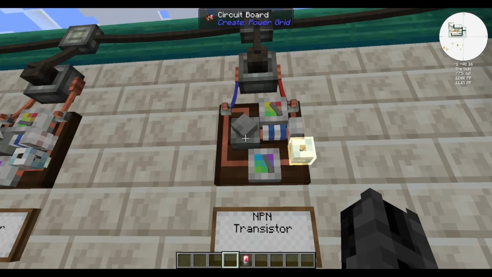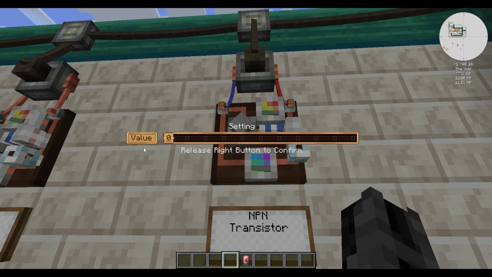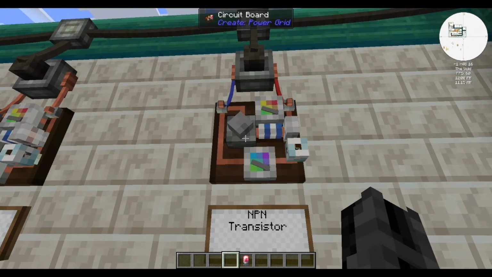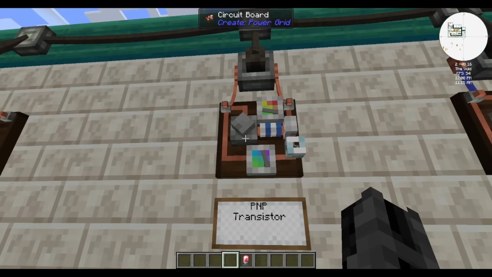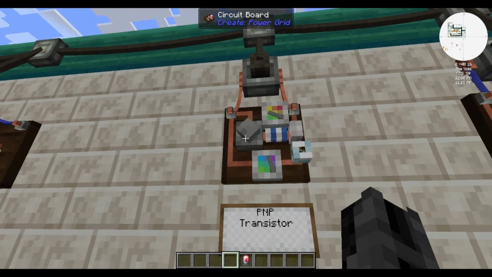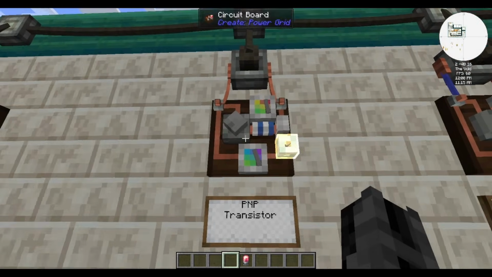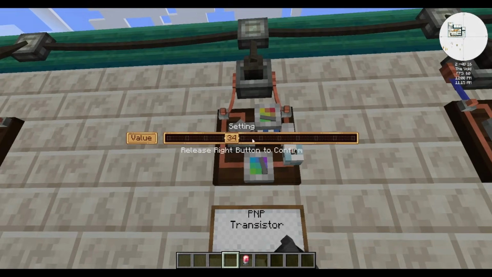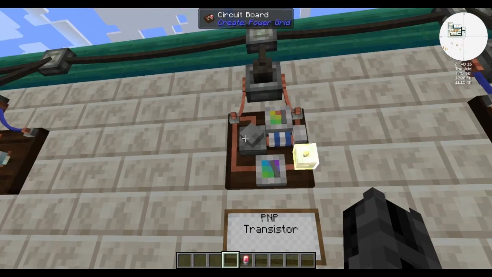So this is the NPN, which is controlled by a positive voltage and a positive current. This is the PNP, which is controlled by a negative current and a negative voltage. It has to be, as you can see now, it's 12. If it's less than 12, it turns on.